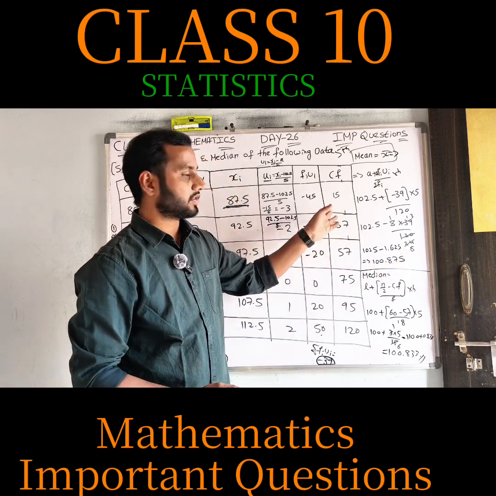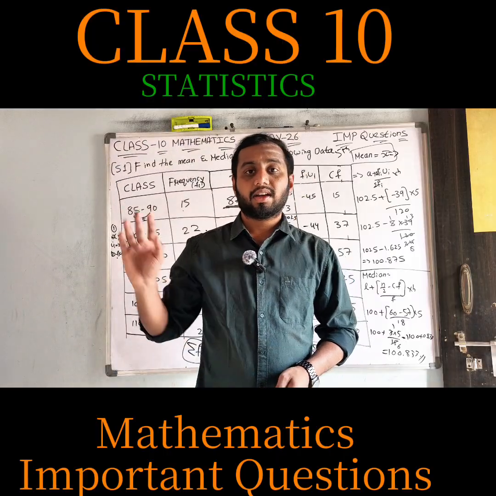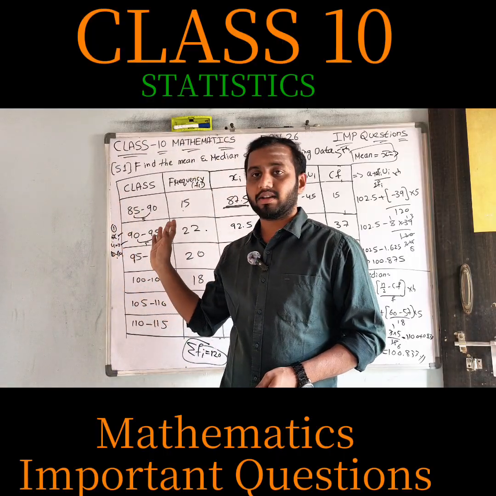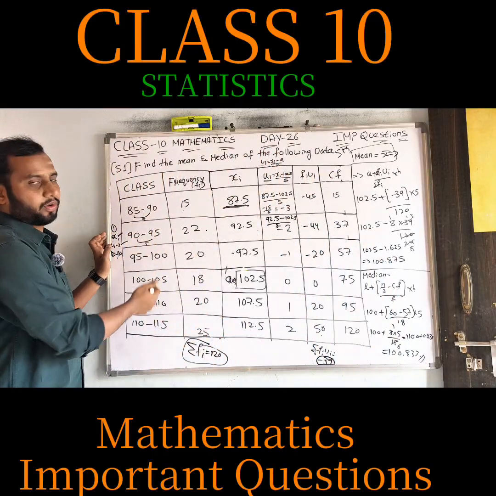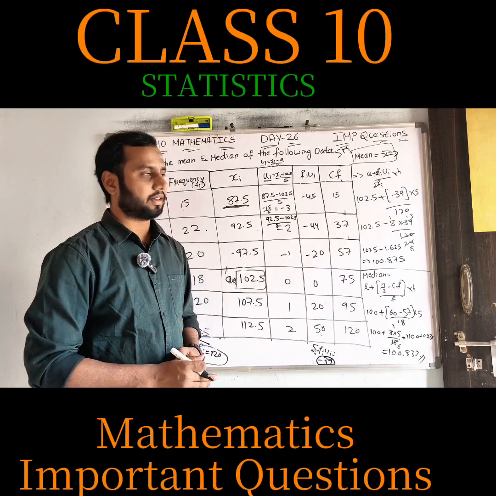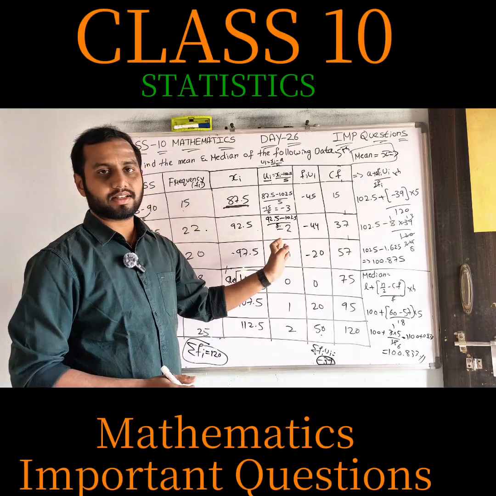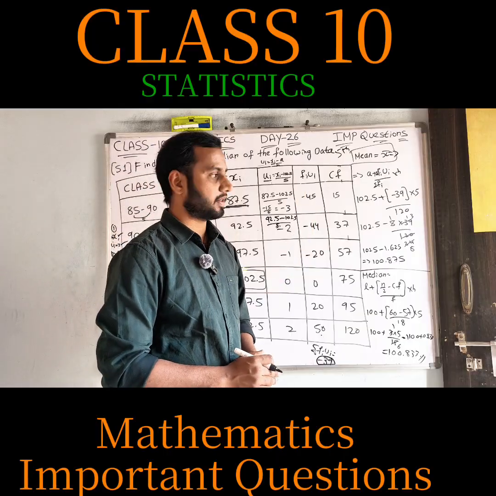This is the way of solving by the step deviation method. Step deviation method is very easy whenever the given class interval is somewhat higher. Otherwise, if it is 1 to 2, 2 to 4, then you can directly solve using the direct method or assumed mean method. But whenever it is a long calculation, then you use the step deviation method. It will be somewhat easy for the calculation part.